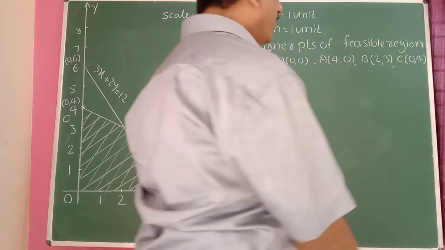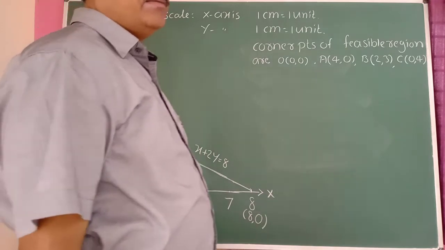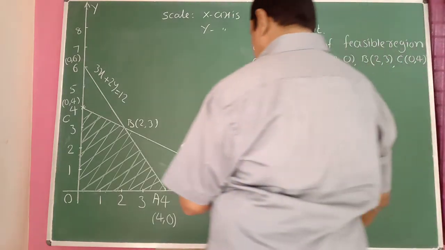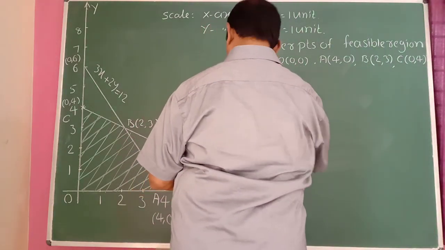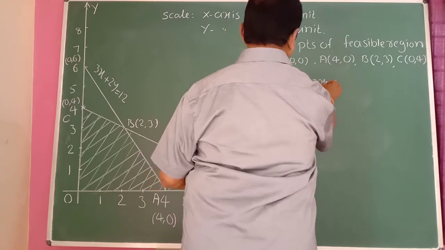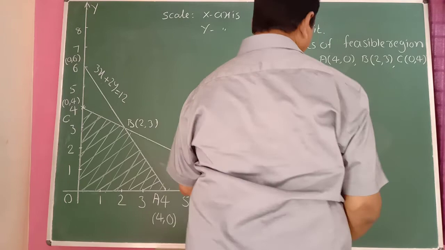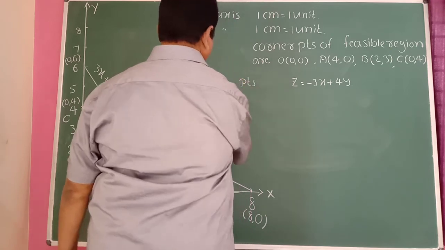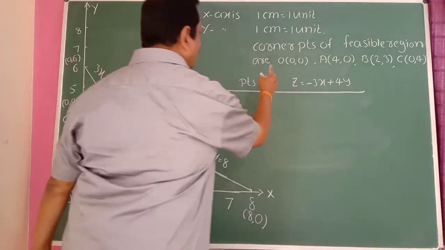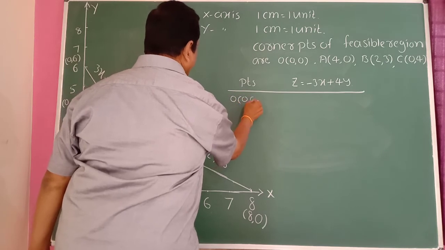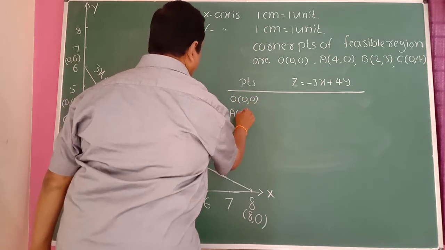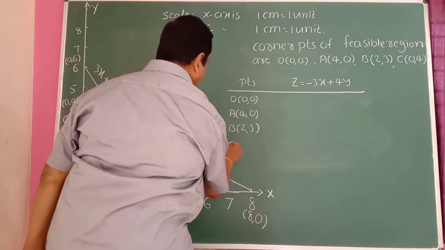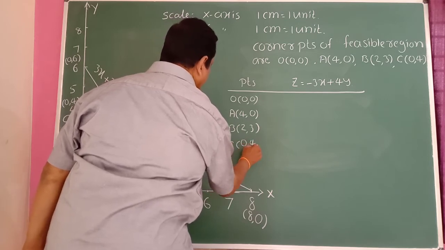Here we want to find the minimum value of the function. So the objective function is z is equal to minus 3x plus 4y. It is the objective function here. Then take your points. So take the origin 0, 0, and the point A, so 4, 0, and the point B, so 2, 3, and C, 0, 4.